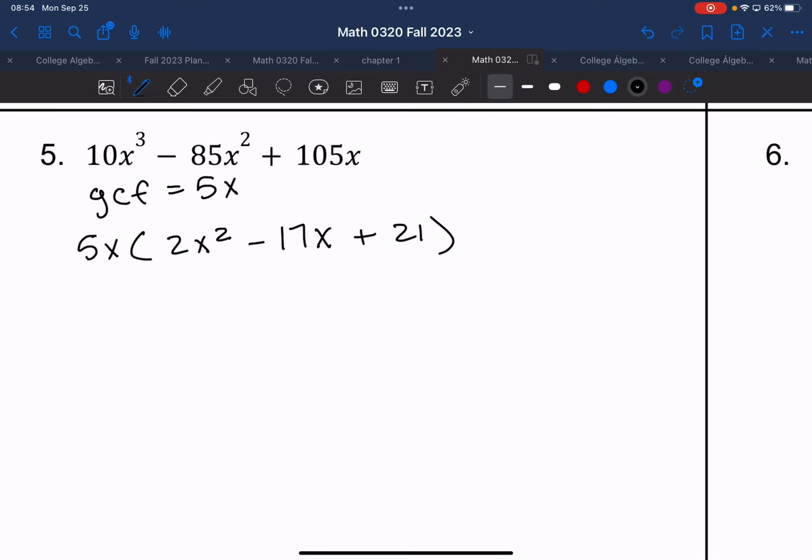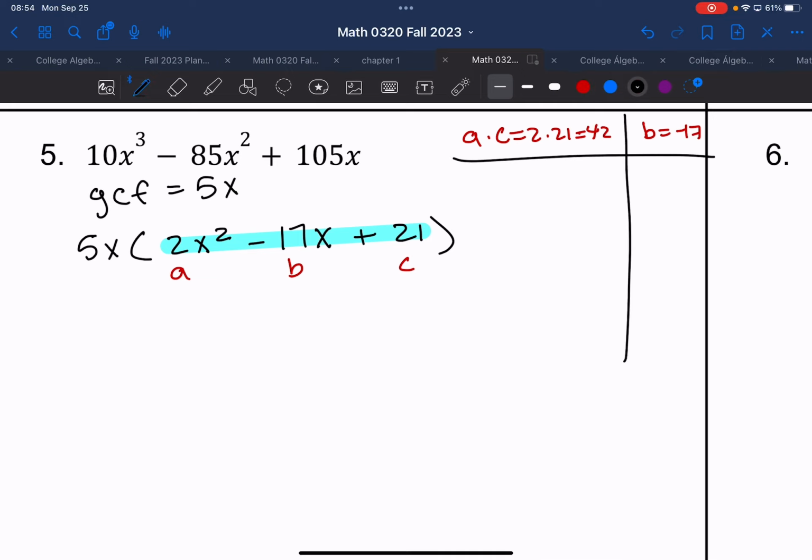Okay, so we factored out our GCF. So right now we're just dealing with this inside. Okay, we're going to bring the GCF down when we have our answer, but for now we're just looking at that 2x squared minus 17x plus 21. So I have my a, my b, and my c value. So I do a times c. So a times c is 2 times 21, which is 42. And then my b is negative 17.